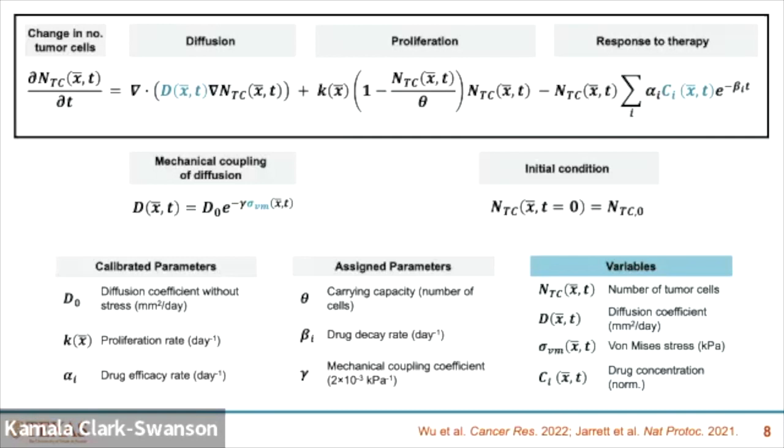The one I'll point out here is that the von Mises stress is assigned differently for the different tissues, adipose and fibroglandular, and then the drug concentration is estimated from the DCE data.